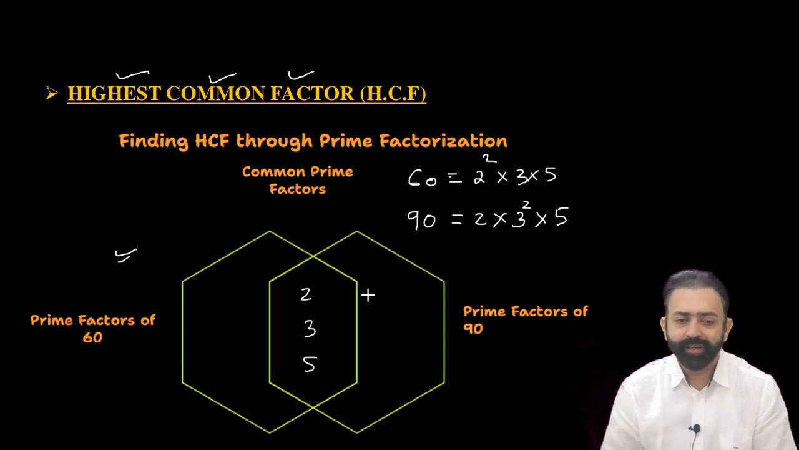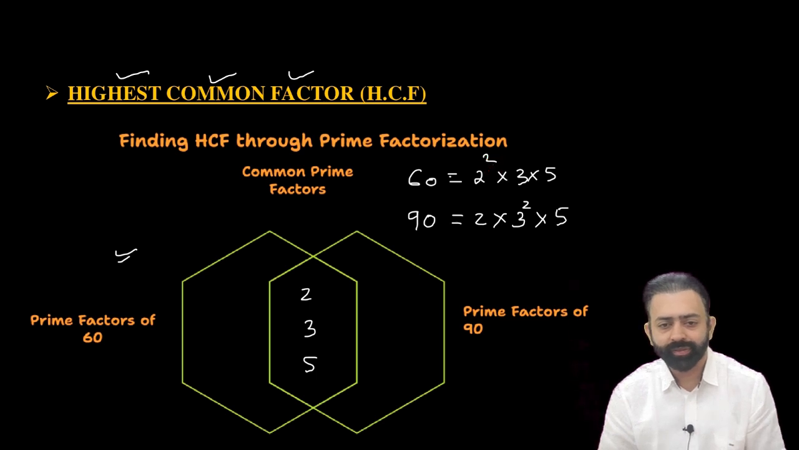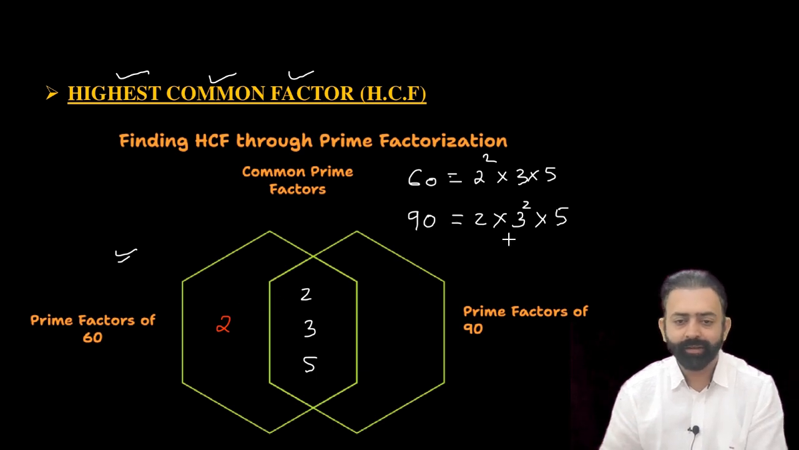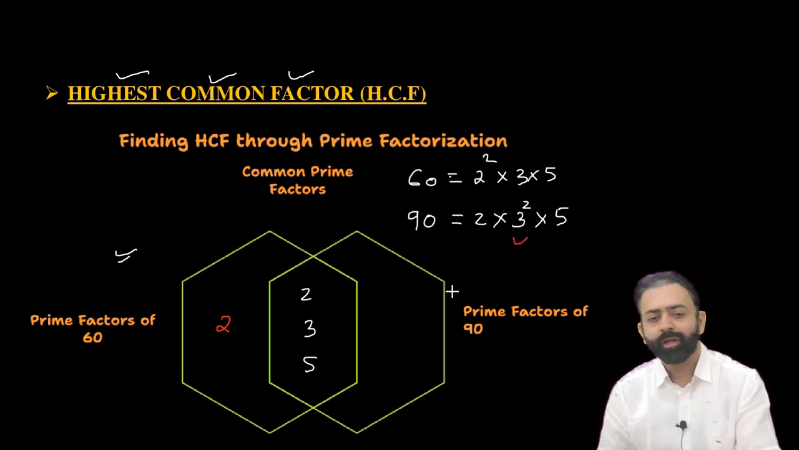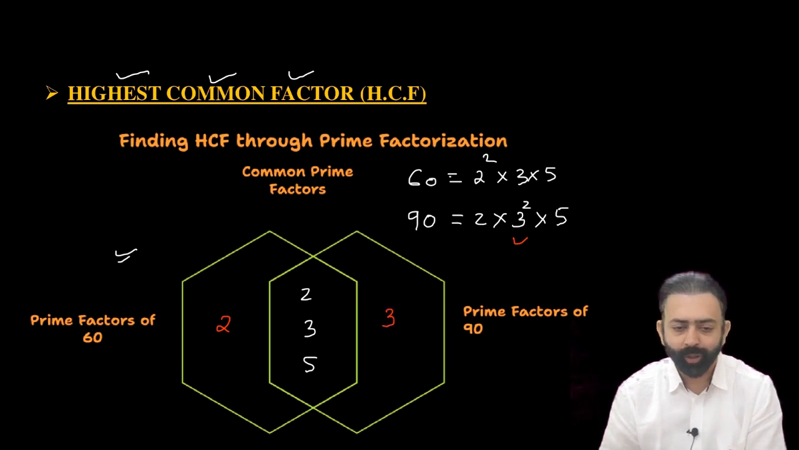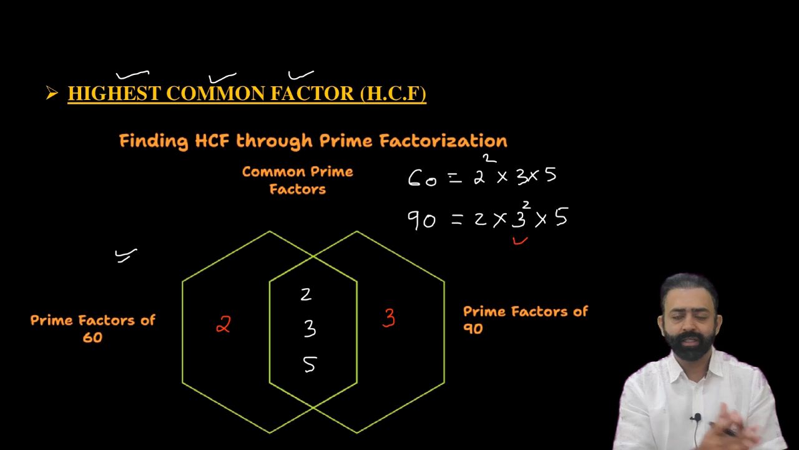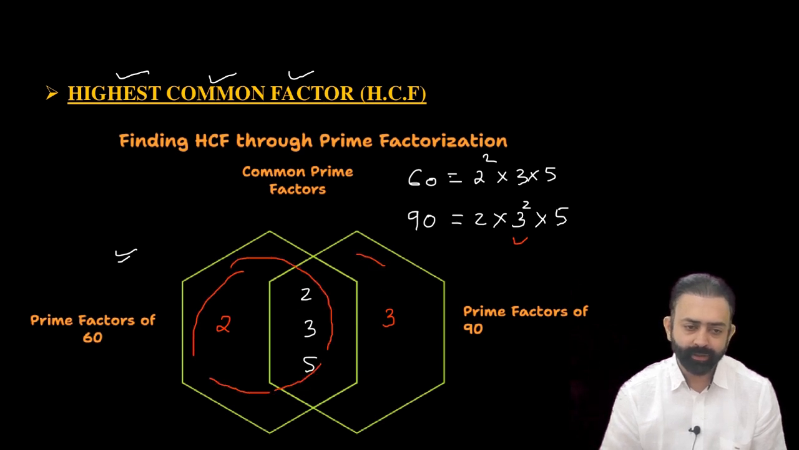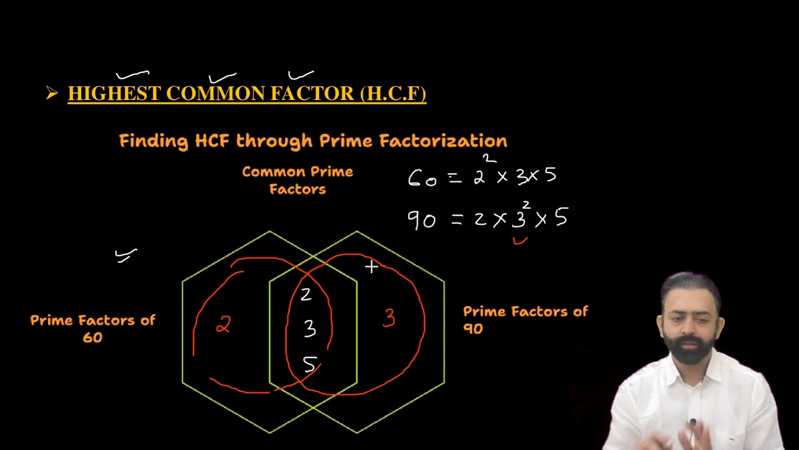Okay, in 60 we have an extra 2 here, as you can see. Let me show this with the laser. As you can see with this laser red dot, this extra 2 in the exponent is for 60, so we will write down this 2 which is not common to 90. And similarly in 90 we have this extra 3 which is not in 60, so this lies outside the common portion of 60 and 90. Okay, so this portion is for 60 and this portion is for 90.